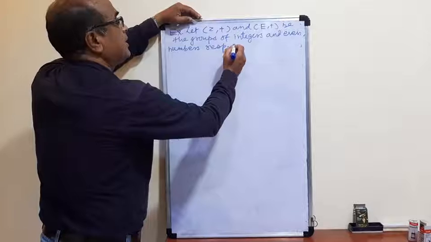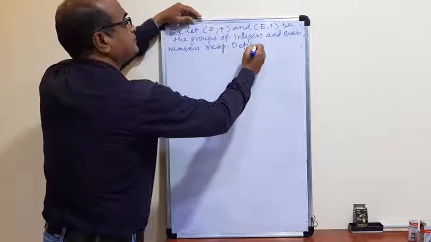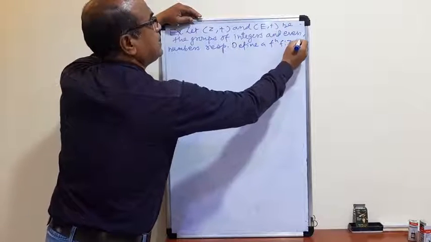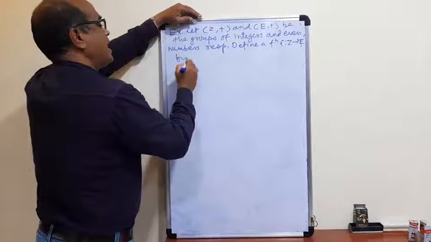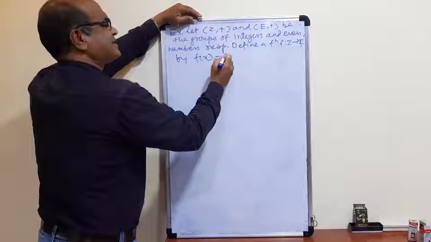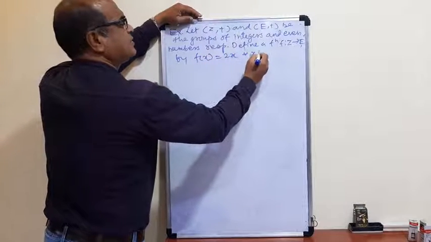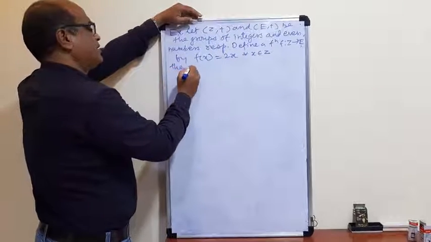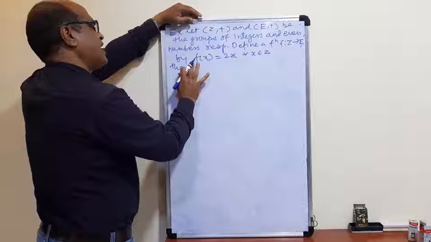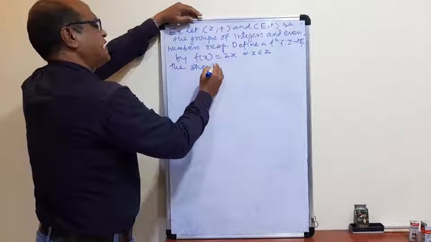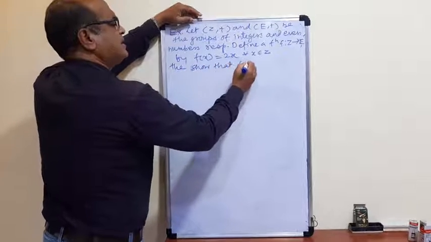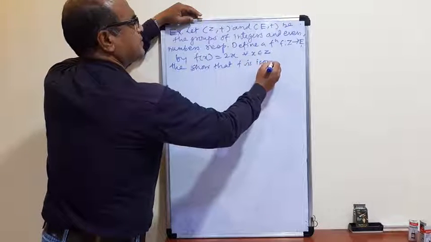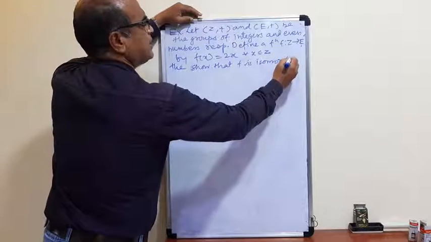So define a function f from Z to E by f(x) = 2x for all x belongs to Z. Then show that f is an isomorphism. Okay, then show that f is an isomorphism.